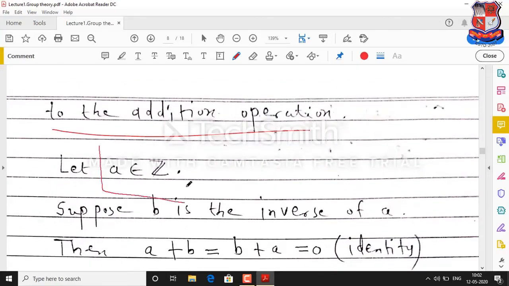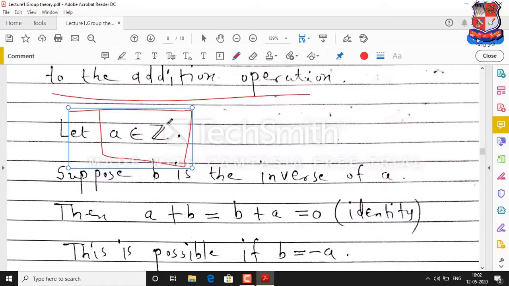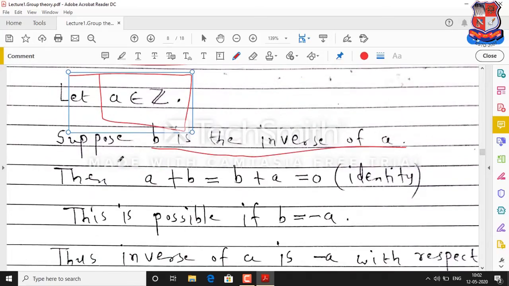So we start by taking a fixed element in Z, and we assume that it has an inverse. Suppose B is the inverse of A, then by definition the addition of A plus B must be equal to the identity element, which is 0 here. This will be different depending on the given set and given operation. Be careful.